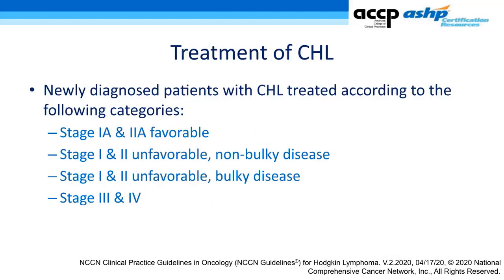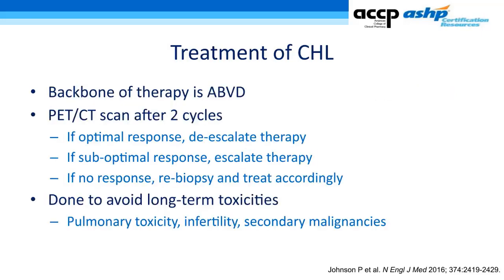So now thinking about classical Hodgkin's lymphoma. A newly diagnosed patient is going to be classified into one of 4 groups. And you can see here, these would be stage 1A and 2A favorable, stage 1 and 2 unfavorable but non-bulky disease, stage 1 and 2 unfavorable and bulky disease, or stage 3 and 4. In the United States, the backbone of therapy for classical Hodgkin's lymphoma is ABVD, so doxorubicin, bleomycin, vinblastine, and dacarbazine.